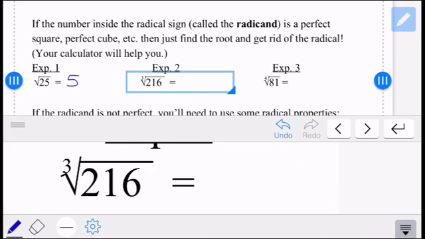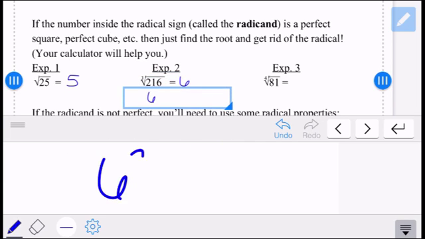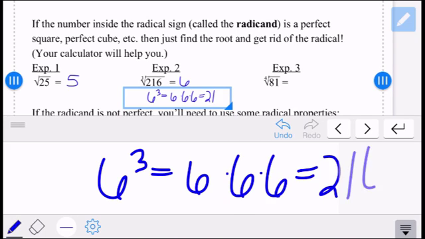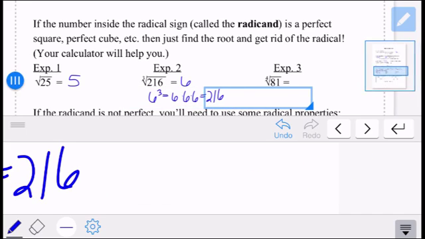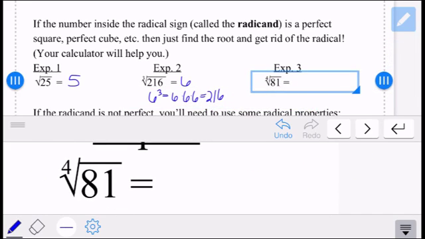Example 2, the cube root of 216. Well, you probably don't know that one in your head, so you might want to plug that into your calculator. If you need help figuring out how to do that, make sure you're asking your teacher for help. They will easily show you how to do it on your calculators. But if you take that, then you should get 6. And again, that means that 6 cubed, or 6 times 6 times 6, would be that 216. And then finally here we've got the fourth root of 81. Well, figure that out in your calculator again, or you might be able to figure it out in your head, but that should be 3.